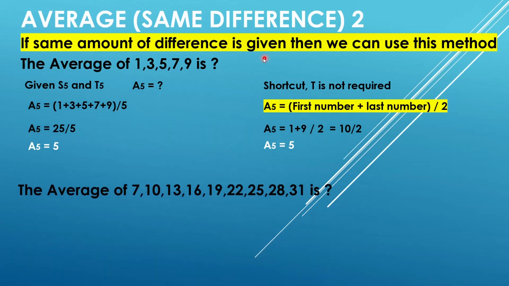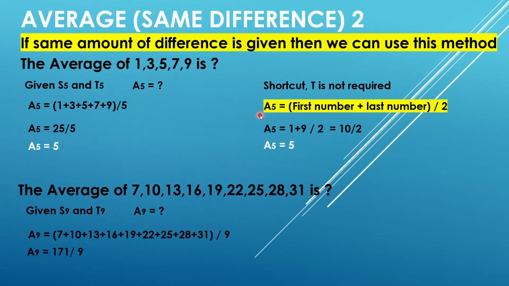Now if we see here the average of 7, 10, 13, 16, 19, 22, 25, 28, 31, if we go with the normal method, it will take much time. Here we have a difference of 3. For every number we have a difference of 3, so we can apply this method. Here 9 is given and T is also given. How can we find A9? This is the normal method, but it will take much of your time, so don't go with that.